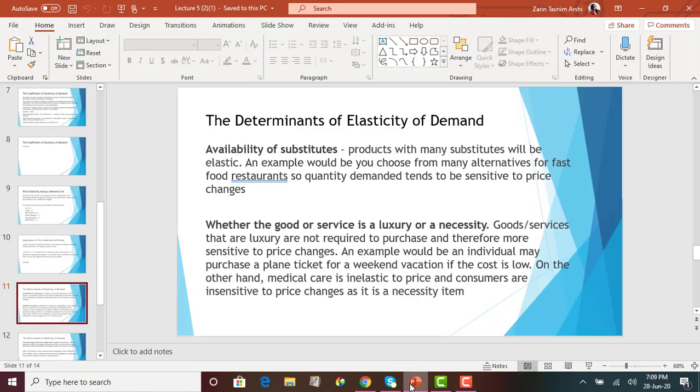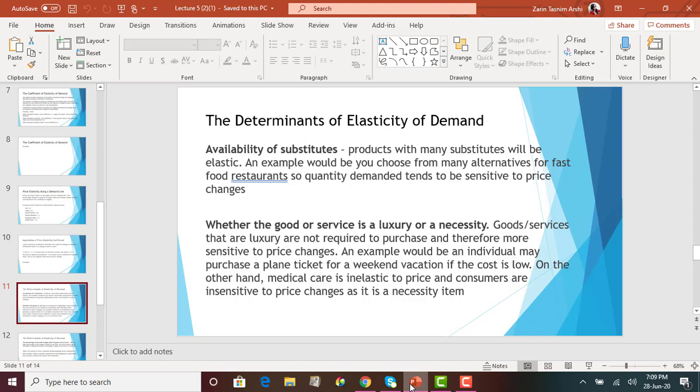So moving on, what actually determines that elasticity? Why for some products are we inelastic in reaction, whereas for other products we are more sensitive to changes in prices? What are the reasons that we act like this? Okay, so there are a couple of reasons.